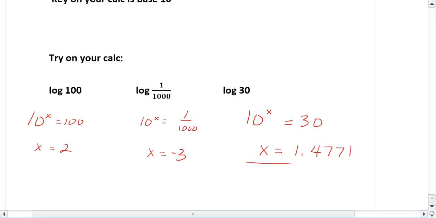So when you do this, round it to 1.4771. And if you want to go ahead and check that, you can enter 10 to that power and see if it does give you 30. All right, I think that's all you need for your introduction to logarithm functions. So have fun with logs.